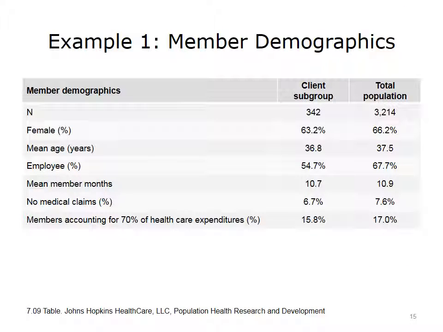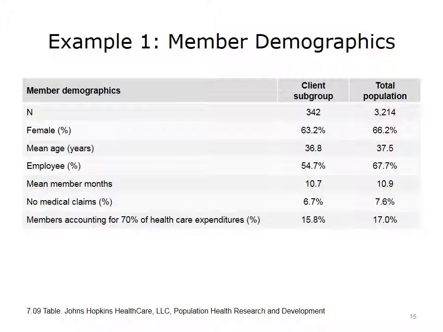This table shows subgroups within the population. The far right-hand column contains data for all the members of the population, and the middle column shows data for the subgroup of the population being compared to the overall population. So in the entire population, 66% are female, and the mean age is 37.5, a relatively young population.